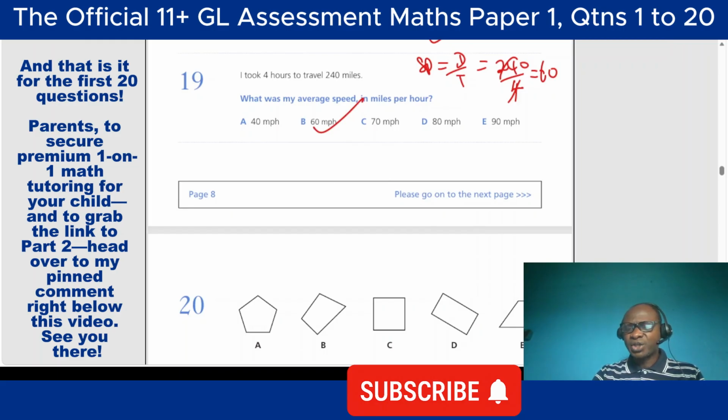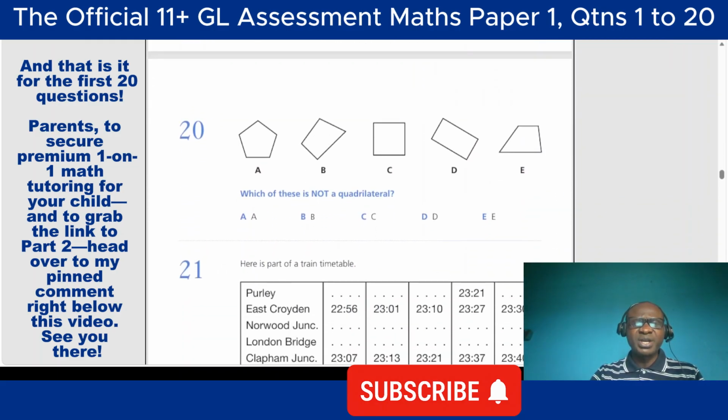All right, number 20. Which of these is not a quadrilateral? Okay, quadrilaterals are those that have 4 sides. If you count it, this is 4 sides, 4 sides, 4 sides, 4 sides, but this is 5 sides. So this one is a pentagon. So that is the answer. That is the option. Okay, option B.